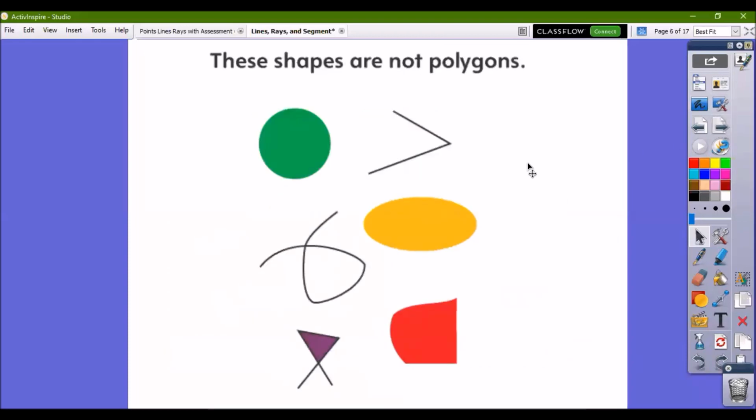But these are not polygons. For example, this shape, a circle, has curved lines, not a polygon. This figure, the lines don't connect, so it's not a polygon. In this figure, you have both curved lines and you have these lines up here that don't connect to anything else. This one down here, the top is a polygon, but then we get to this bottom section, the lines don't connect. So this entire figure is not a polygon.